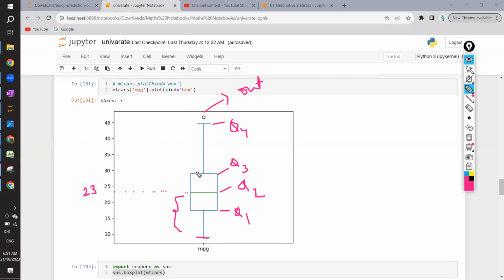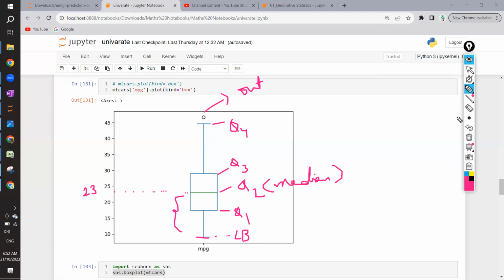Also, the length of the whisker matters, guys. The length of the whisker will also give you some information. From the minimum value, this is the lower bound, that means the minimum value. It is showing the density, that means the values are closely packed from the minimum value till the median. Q2 is the median.